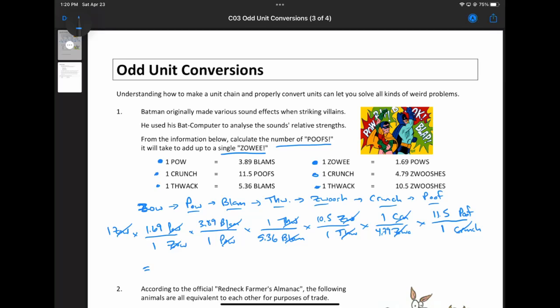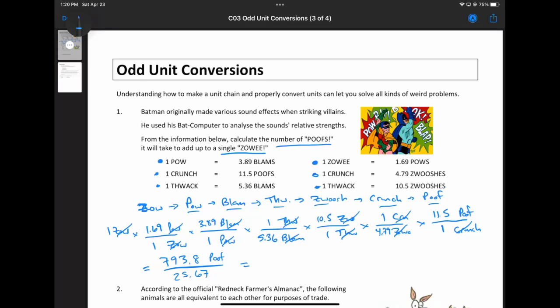And now I'm just going to go across the top and say we've got 1 times 1.69 times 3.89 times 1 times 10.5 times 1 times 11.5. And that gives me 793.8 poofs. And at the bottom, 1 times 5.36 times 1 times 4.79 times 1 is 25.67.